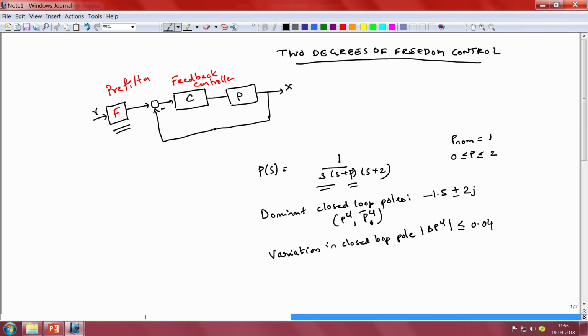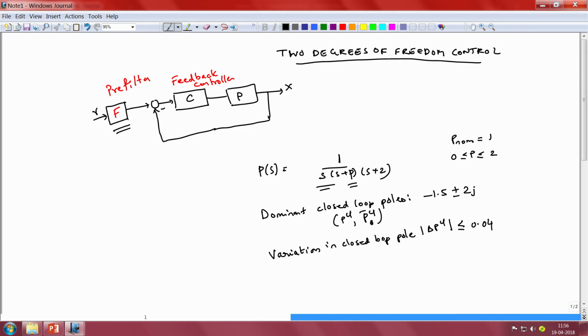And the location of the dominant closed loop poles is expected to be the same as what we had in the previous clip. They are expected to be at minus 1.5 plus minus 2j. This, as we discussed, in the absence of uncertainty in the plant's model, we can use 1 degree of freedom control design to locate the closed loop poles at this particular pair of points.